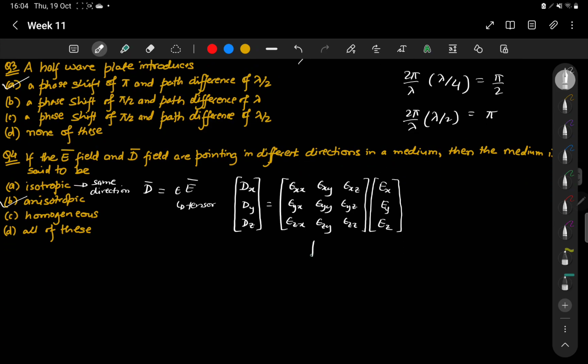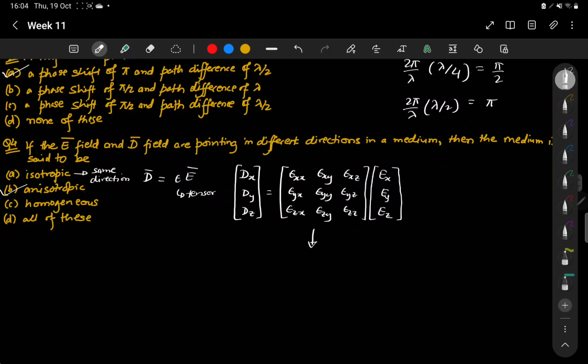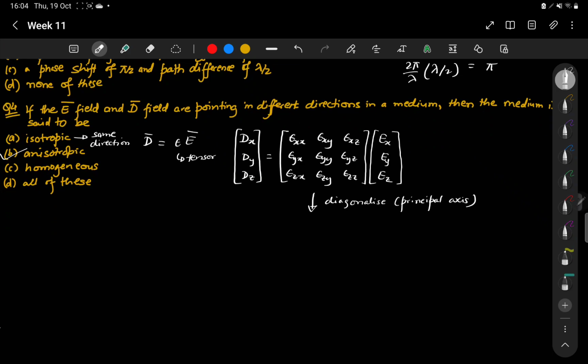And if we diagonalize this matrix for epsilon, then we get to a coordinate system known as the principal axis. And in that principal axis coordinate system, the matrix for the epsilon tensor is a diagonal matrix and looks like this.